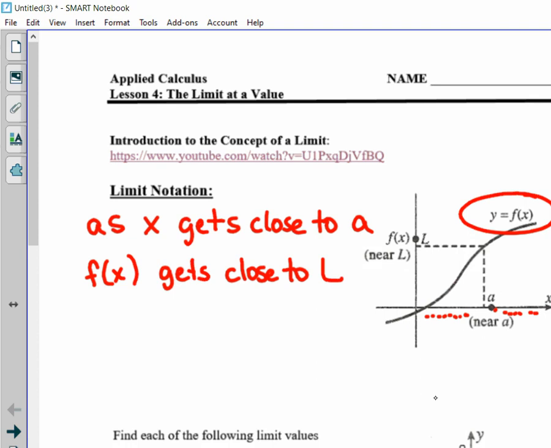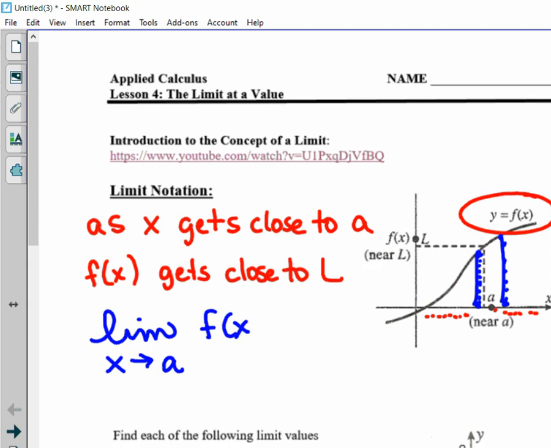So if we have to think about it, if we were in the neighborhood of x equals a, and we were here or here on either side of a, and then we went up onto the function, as I get closer and closer to x equals a, my y gets closer and closer to L. And so we would say the limit as x approaches a of f of x equals L.